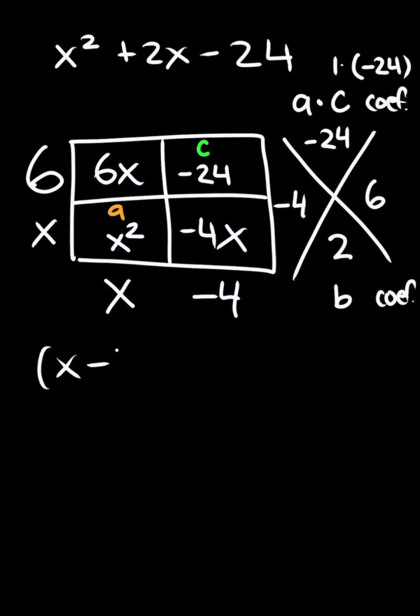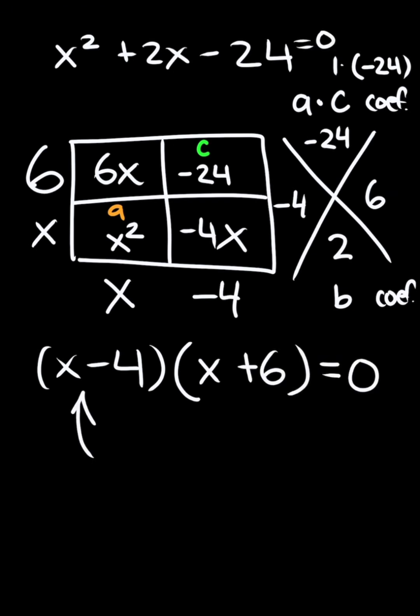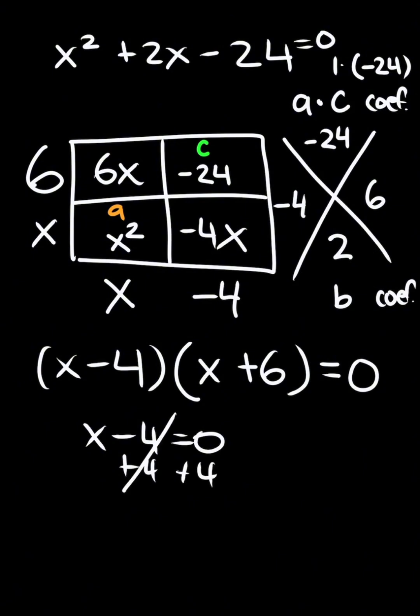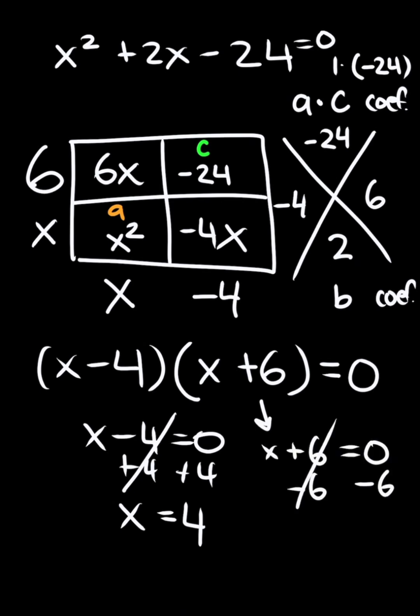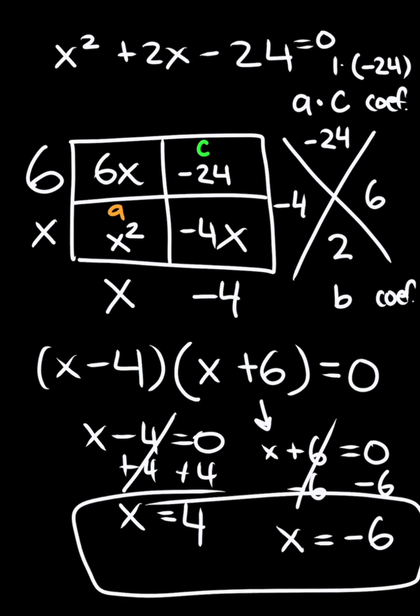We have x minus 4 because it's a negative 4. And x plus 6. We set each of these individually equal to 0. So if x minus 4 equals 0, then to get x by itself, we just add 4 on both sides and that will give us positive 4. Now let's do this one. And now we have our x's.